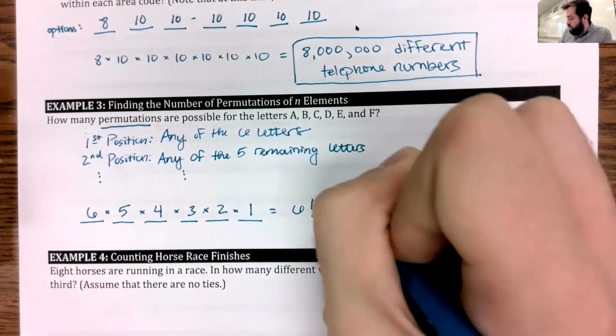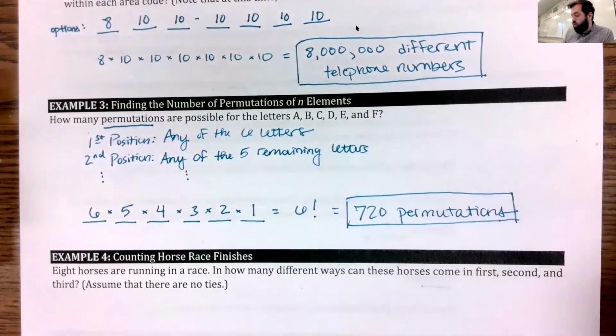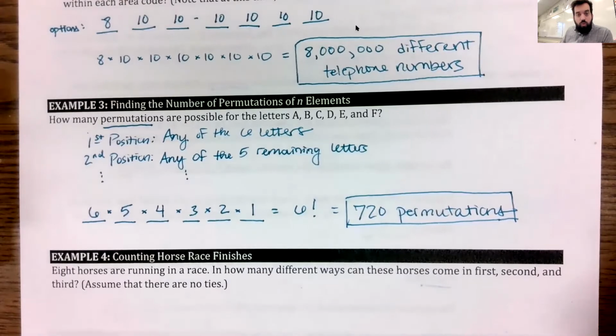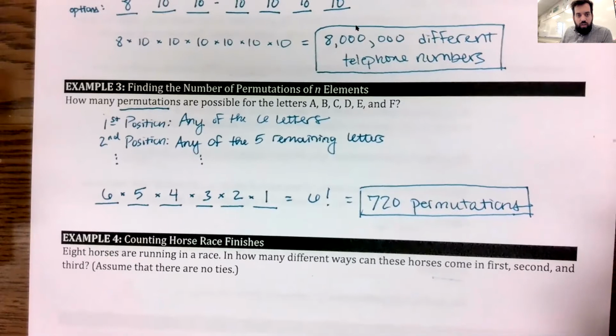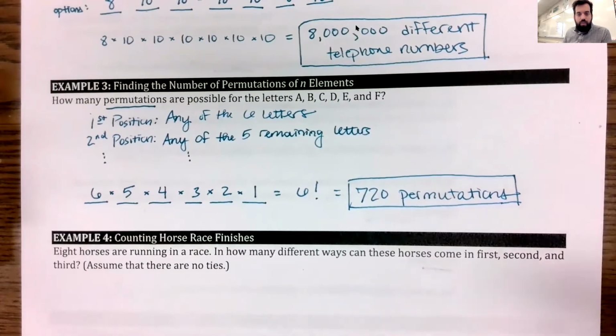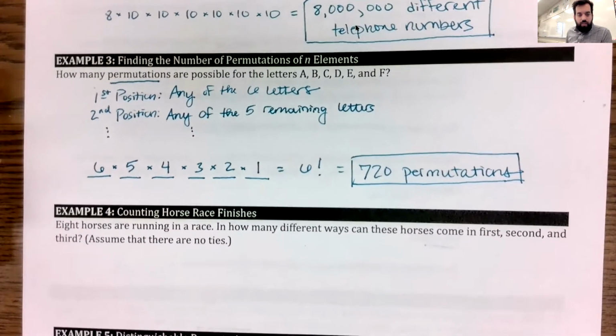Now, those don't all form words. I don't know if any of them form words. I don't think so. That's not what the question asked. Just wanted to know how many ways can we order those 6 letters? And the answer is 720 different ways.